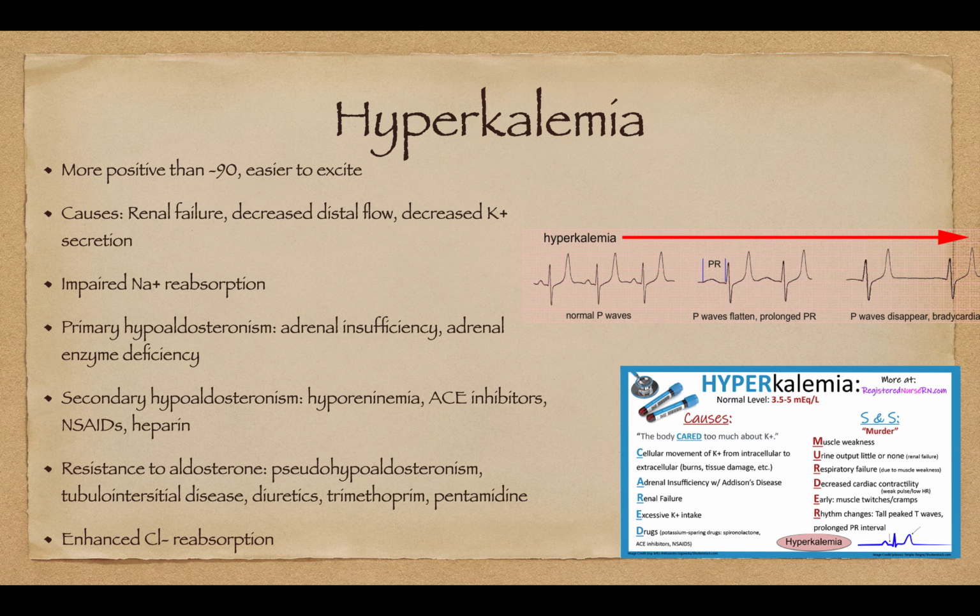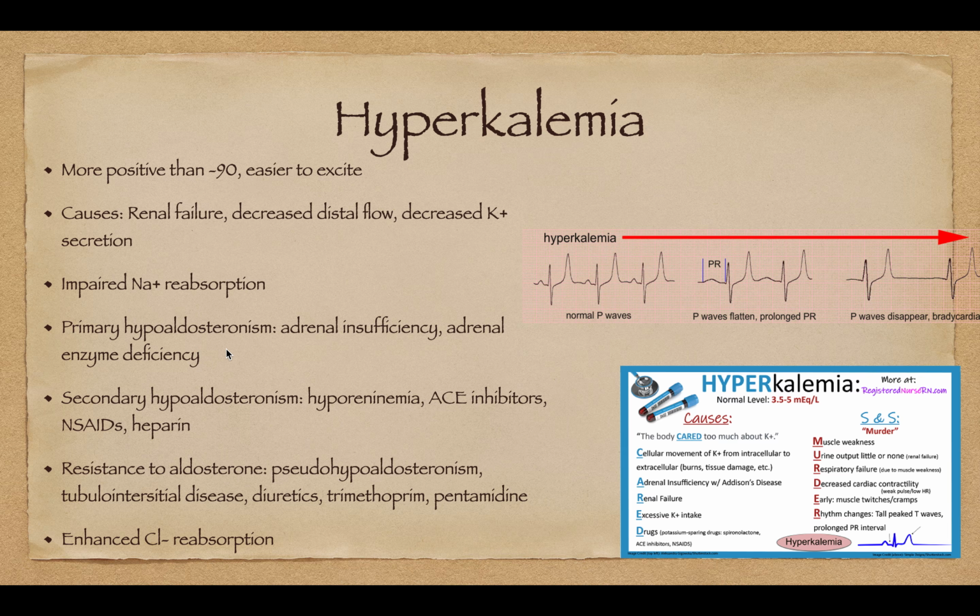So with hyperkalemia, there's going to be easy excitatory activity. The cause is going to be some kind of renal failure, and the decreased distal flow decreases the amount of potassium to be secreted, so it's going to just build up in the blood. Since it builds up in the blood, you can't have more cations, so sodium instead is going to be pumped out or excreted, because you don't want too many cations in the blood because it's going to acidify the blood.